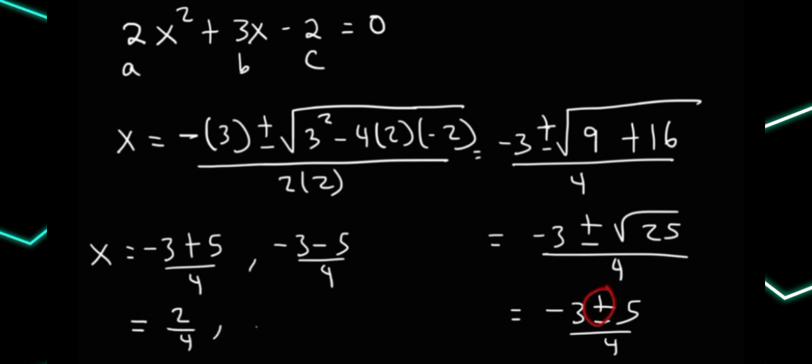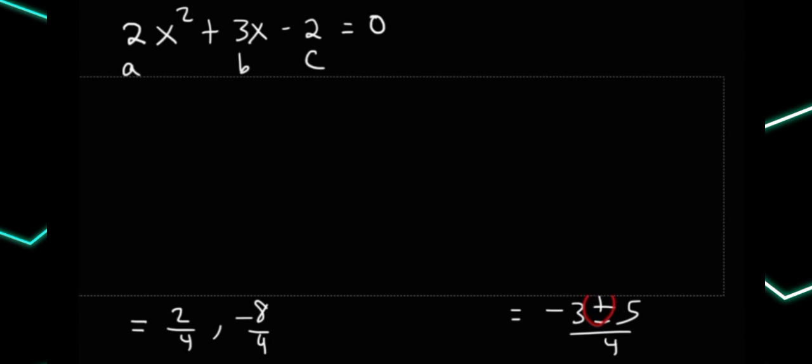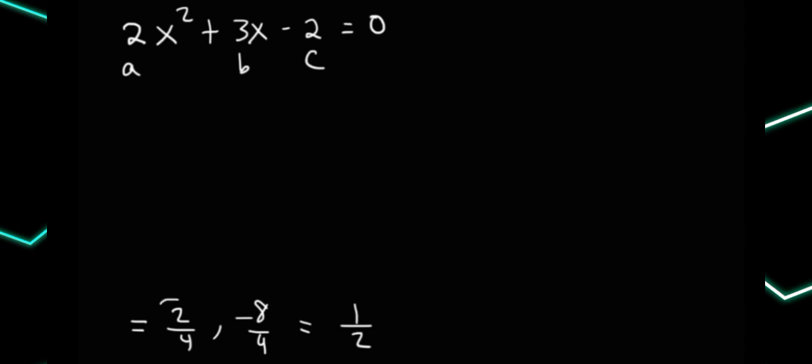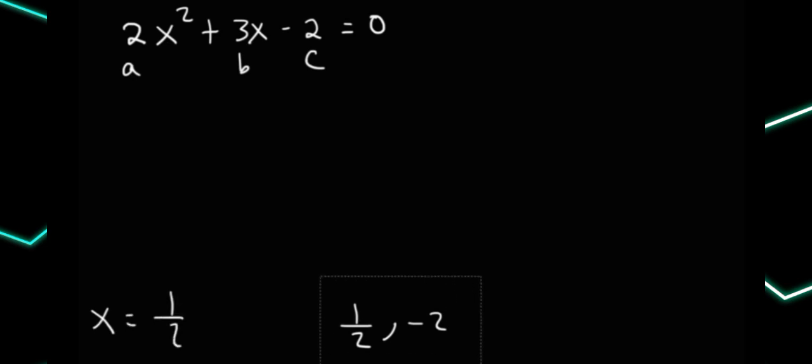So, negative 3 plus 5 over 4 equals 2 over 4, and negative 3 minus 5 over 4 equals negative 8 over 4. So it is equal to 1/2, and the other is negative 2. So for our final answer, we have x equals 1/2 or x equals negative 2.